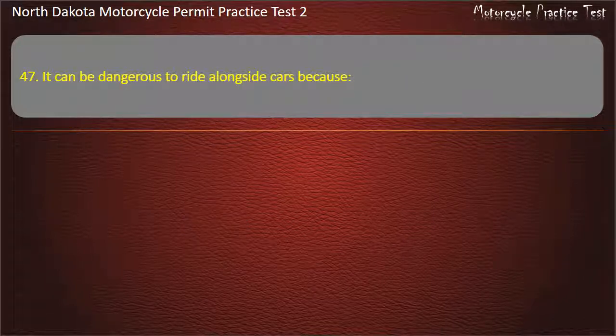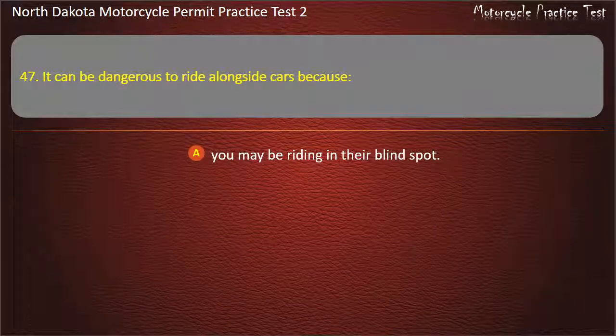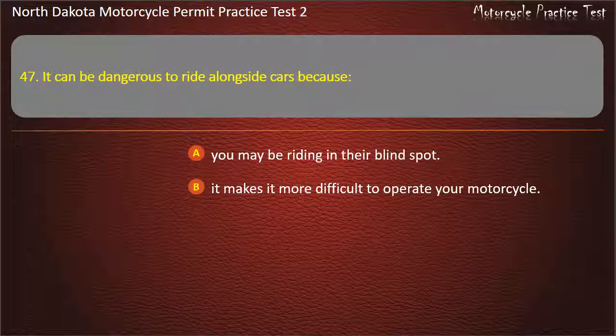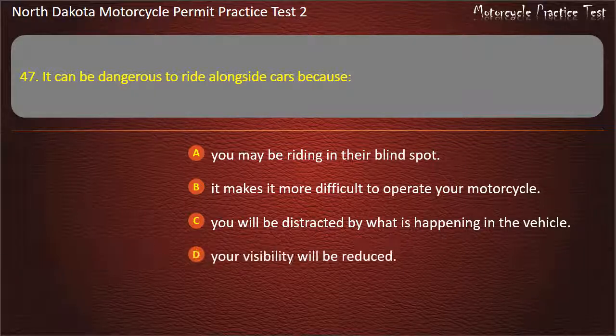Question 47. It can be dangerous to ride alongside cars because you may be riding in their blind spot, it makes it more difficult to operate your motorcycle, you will be distracted by what is happening in the vehicle, your visibility will be reduced. Answer: you may be riding in their blind spot.